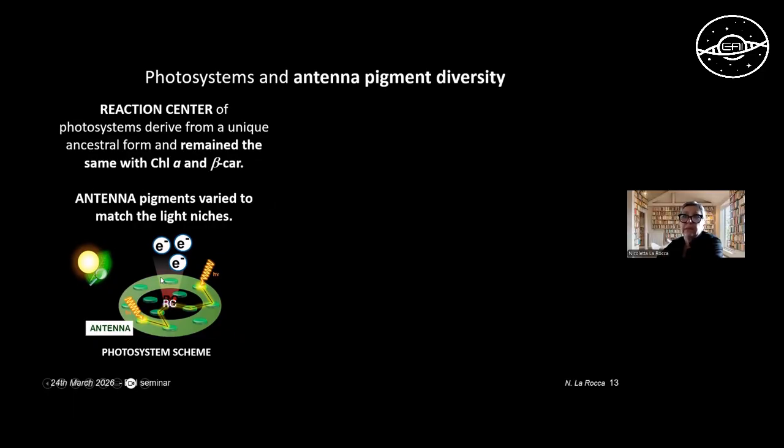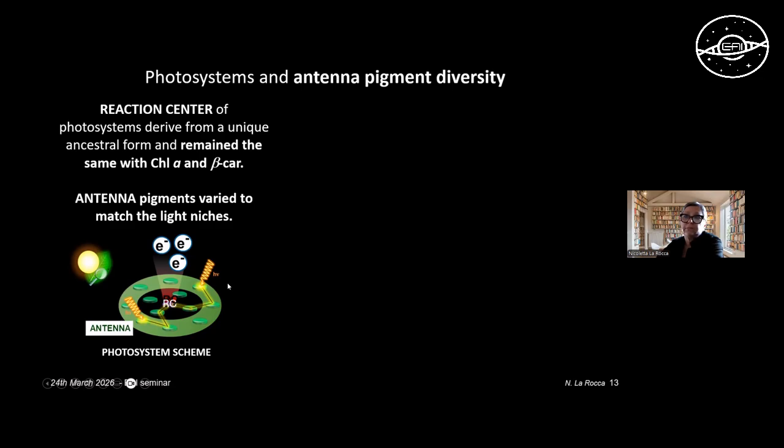The antenna system, which harbors different types of pigments, can collect photons of different wavelengths and transfer the energy to the reaction center to start the photosynthetic process. What was diversified in the different photosynthetic organisms is the antenna system, which harbors different types of pigments that could match the light niches where the different types of organisms can live.